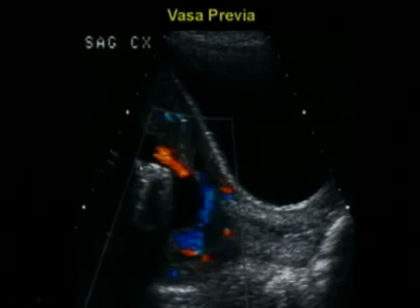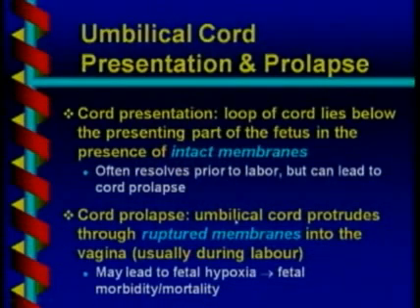And here's an example of vasa previa. There's the placenta, the cord coming off and then going under the membrane, so it's a velamentous cord insertion, and then it extends right over the cervix. That's a vasa previa.